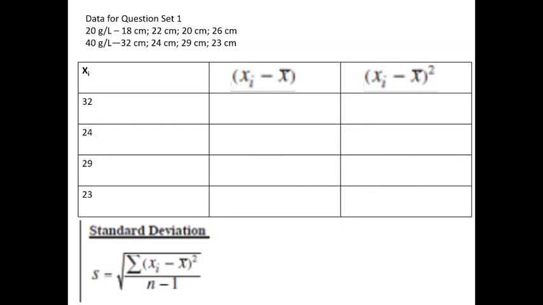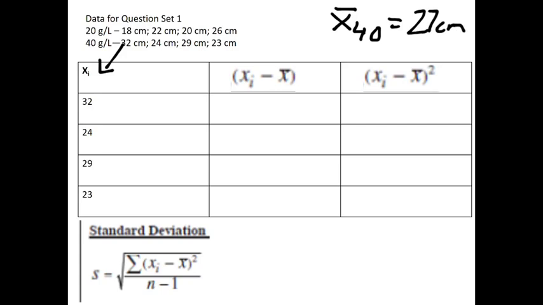All right, so now let's repeat those calculations for the 40 gram per liter sample. Our sample size again was 4, and for the 40 gram per liter sample, you can see our individual data points on this slide. They were 32, 24, 29, and 23. The first thing we need to do is calculate the mean, which we already did on the previous slide, if you remember. When we calculated the mean on that previous slide, we got a mean of 27. So the mean for this 40 gram per liter sample was 27 centimeters.